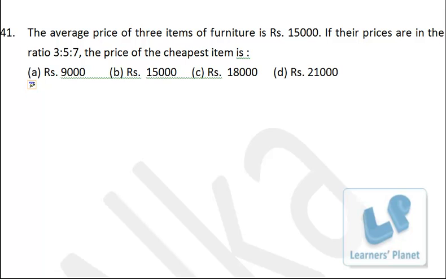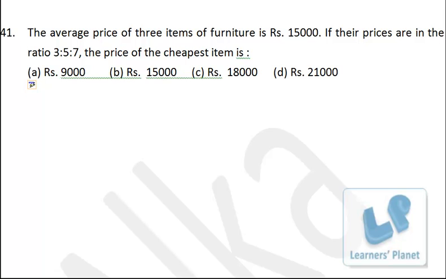If their prices are in the ratio 3:5:7, the price of the cheapest item is. So that's pretty simple. You don't even need paper and pen to solve this problem. Average price is 15,000 of 3 articles. That means the total price is 45,000. Right? Now we have to make a breakup of 45,000 as the ratio is 3:5:7.